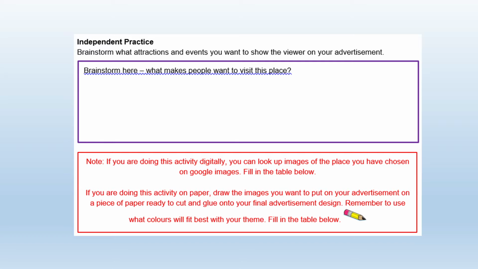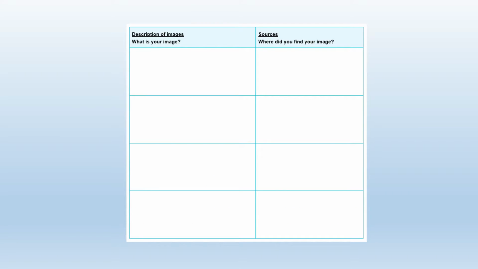So I'll show you what the table looks like. On the left hand side, you're going to describe the image that you've chosen, and then you're going to say where you found your image. So description, I'll show you an example in a moment, and then source. If you're doing it on a computer, you will just give the URL, the link of the website or Google image that you had, and you just put that in there.